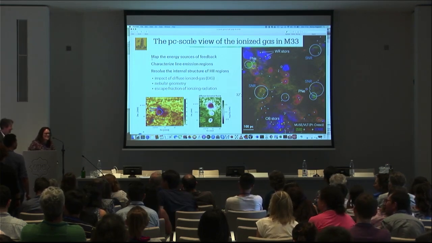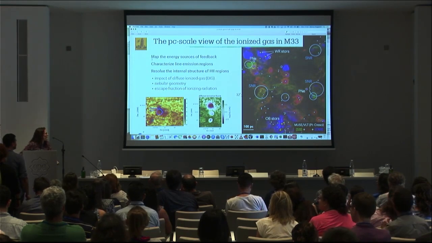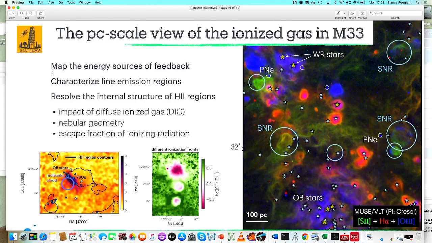Okay. Hi everybody, I'm Anna Feltre from the Observatory of Arcetri. So the image you see on the right is actually an extract of 24 MUSE pointings along the major axis of M33. So with this data we can actually map the emission from the ionized gas of M33 with an unparalleled resolution of 4 parsec. So you can see the emission of the ionized gas, as illustration, there is H alpha in red, O III in blue, and S II in green.